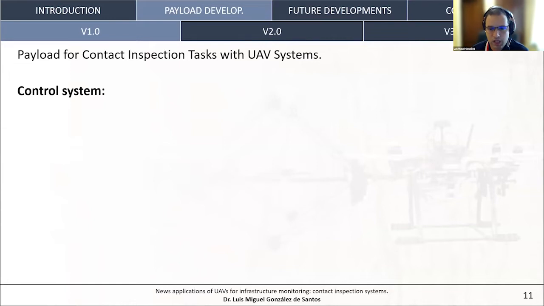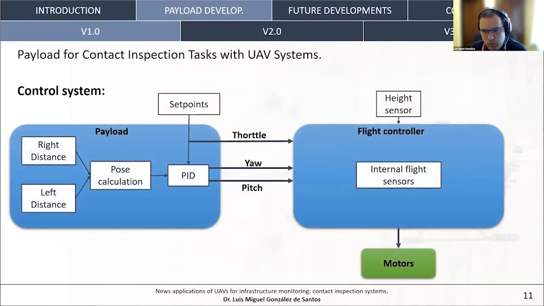The payload has its own processing unit, and it was developed to be completely independent of the flight controller of the UAV. In this way, it can be installed in different platforms or configurations of UAVs. The control system calculates the distance and the angle between the UAV and the structure where the inspection is going to be performed, and then calculates the yaw and pitch signals for the flight controller to perform the approach and the contact with the structure.